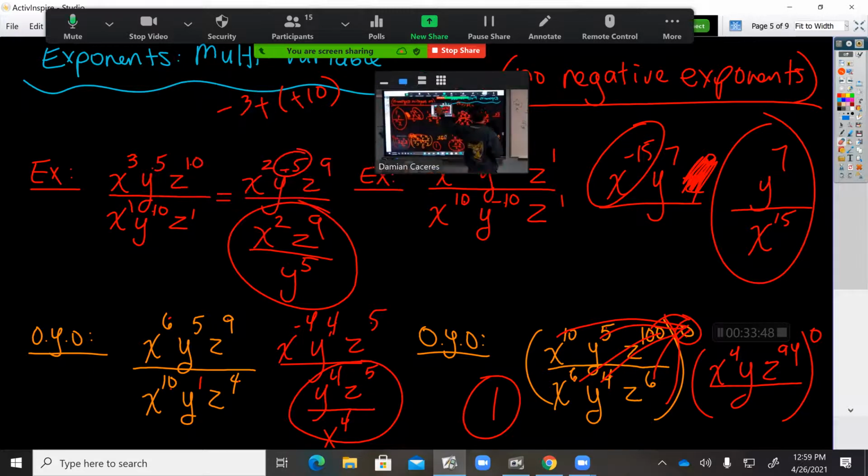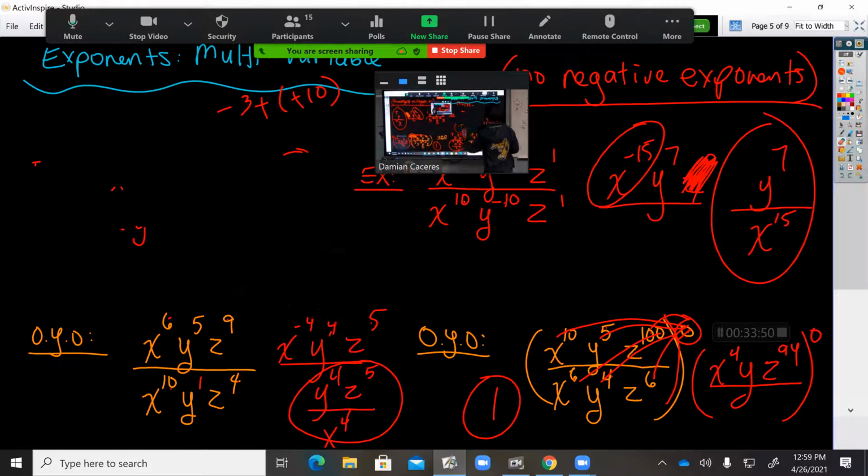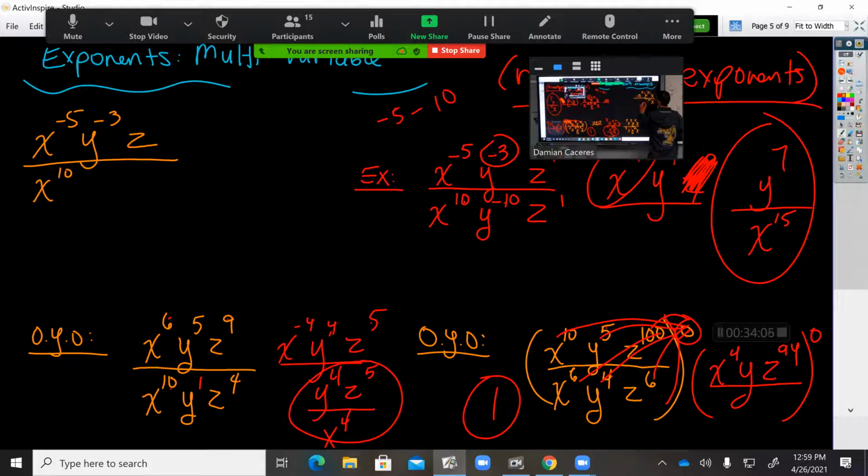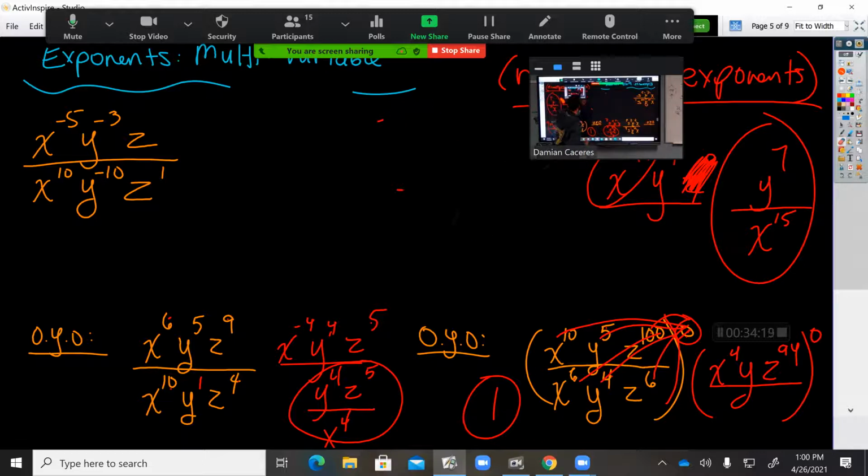Now, before I move on to radicals, let me show you something. Let me show you the beauty of exponents here. Please pay attention. The beauty of exponents is that order doesn't matter.